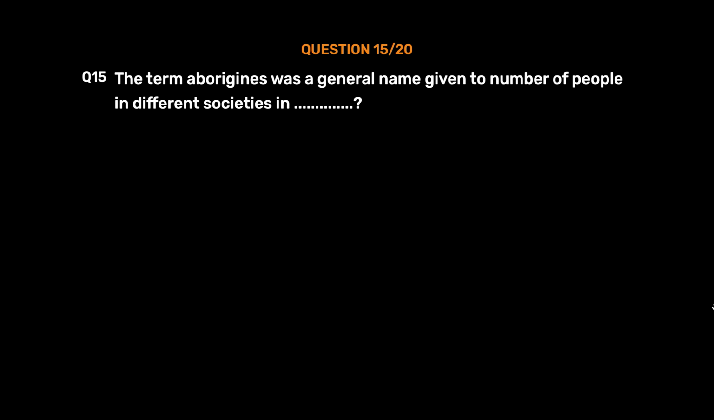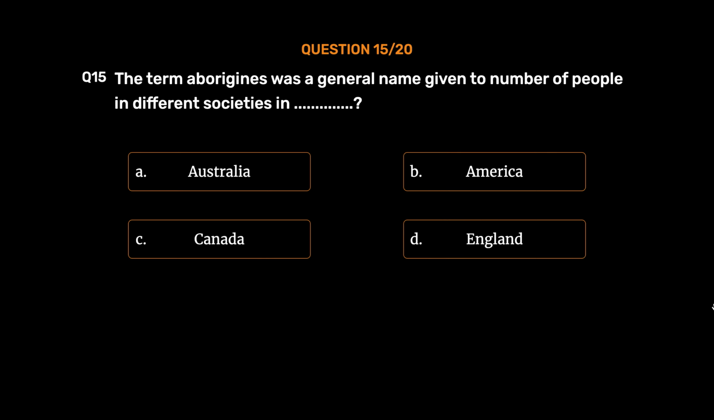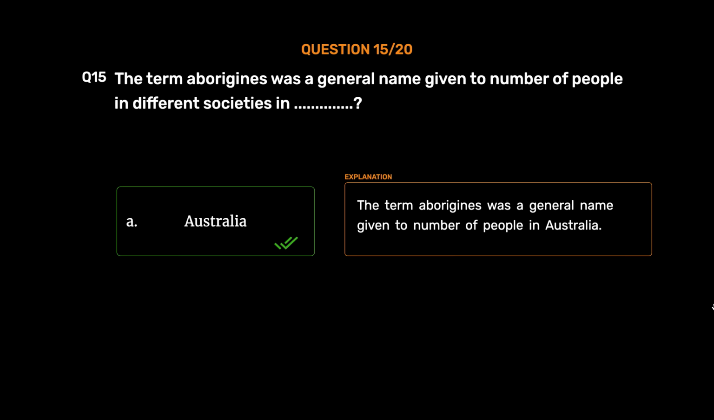Question number 15. The term Aborigines was a general name given to a number of people in different societies in Option A, Australia, Option B, America, Option C, Canada, Option D, England. The correct answer is Option A, Australia. The term Aborigines was a general name given to a number of people in Australia.